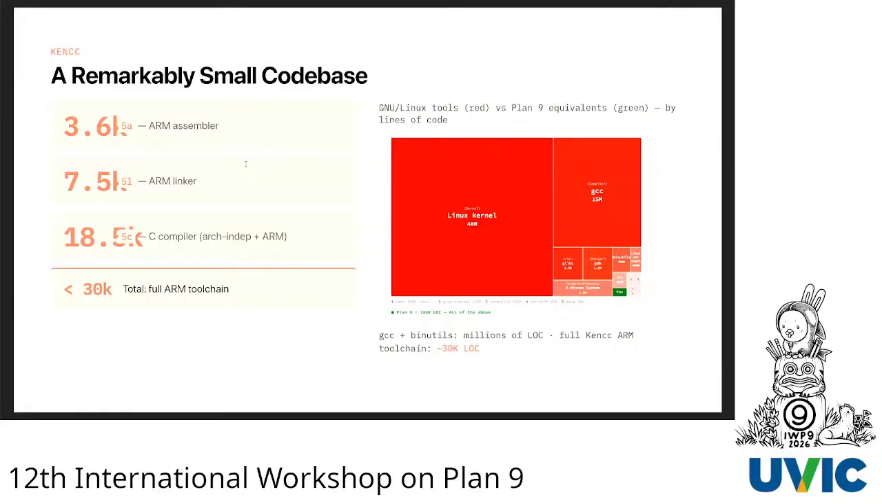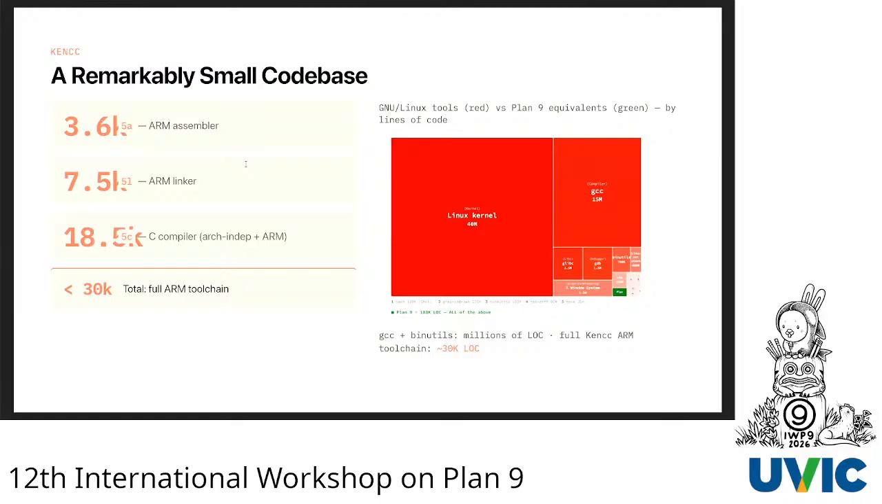To give a sense of scale, on the right you have a tree map where every rectangle is proportional to the number of lines of code. GCC is 15 million lines of code. The binutils, which you don't see, is 700,000 lines of code. The little rectangle that you cannot see very well is the whole of Plan 9 actually. That's the whole operating system, not just the toolchain, the whole thing. In less than 180K, you had everything inside. If you take GCC plus binutils, it's millions of lines of code. Instead, Kencc for ARM is just 30,000 lines of code.